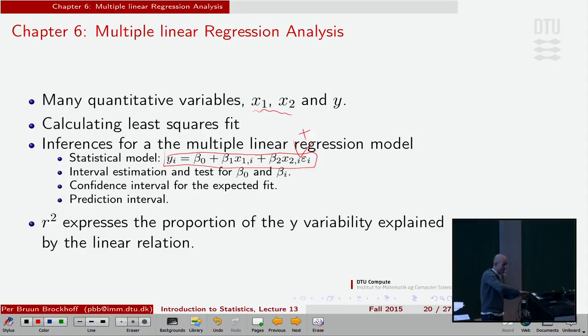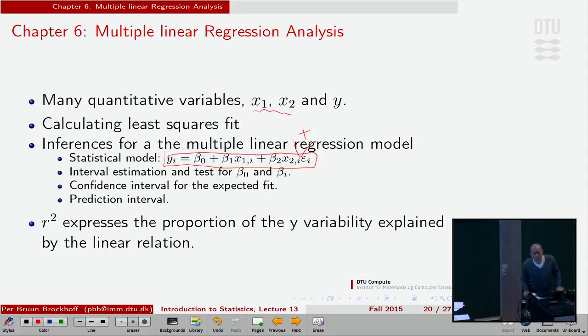So in this case, it's like a plane, right, in the 3D space. So y depends on both of them, and it's linear. So it's not a curved plane or anything. It's a strict linear plane, right? So we can just do all the same things.